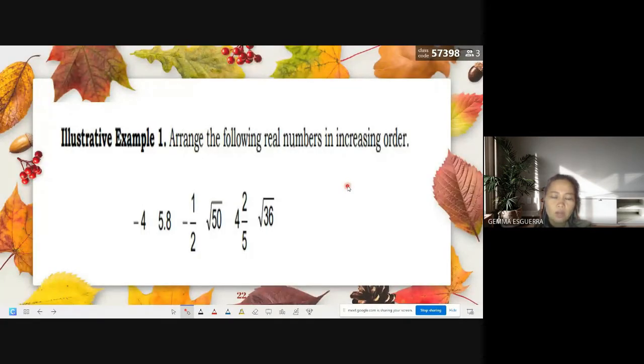So, arrange the following real numbers in increasing order. Okay, paki-arrange nga. May I ask, Sheena. Sheena, will you please arrange the numbers?